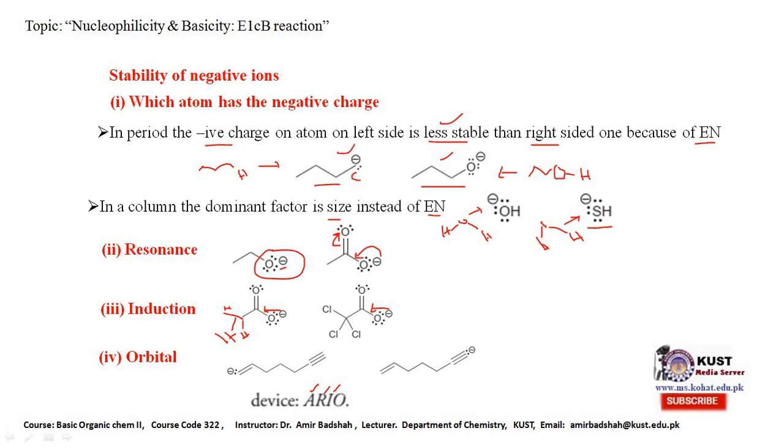And the last one is the orbitals. If all the factors cannot decide, then we will look at the orbital. If the orbital is sp and that carbon has the negative charge, then it will be more stable than the one which has an sp2 carbon. So this is a device which is called the device.